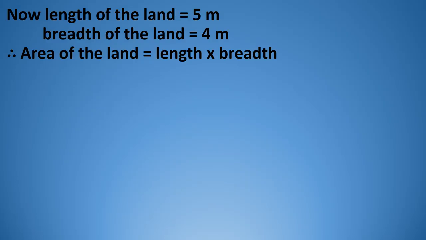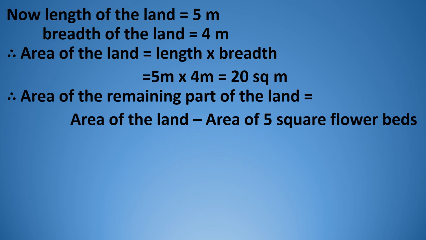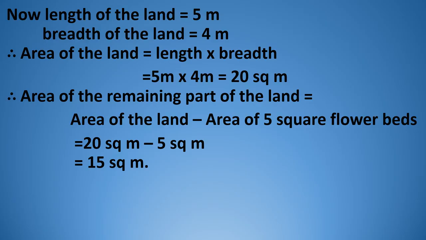We have the area of 5 square flower beds also, that is green color flower beds. We have to find out now area of the remaining part, that is that part which is white in color. Okay, it is area of the land minus area of 5 flower beds. 20 square meter minus 5 square meter, which is equal to 15 square meter. Okay.